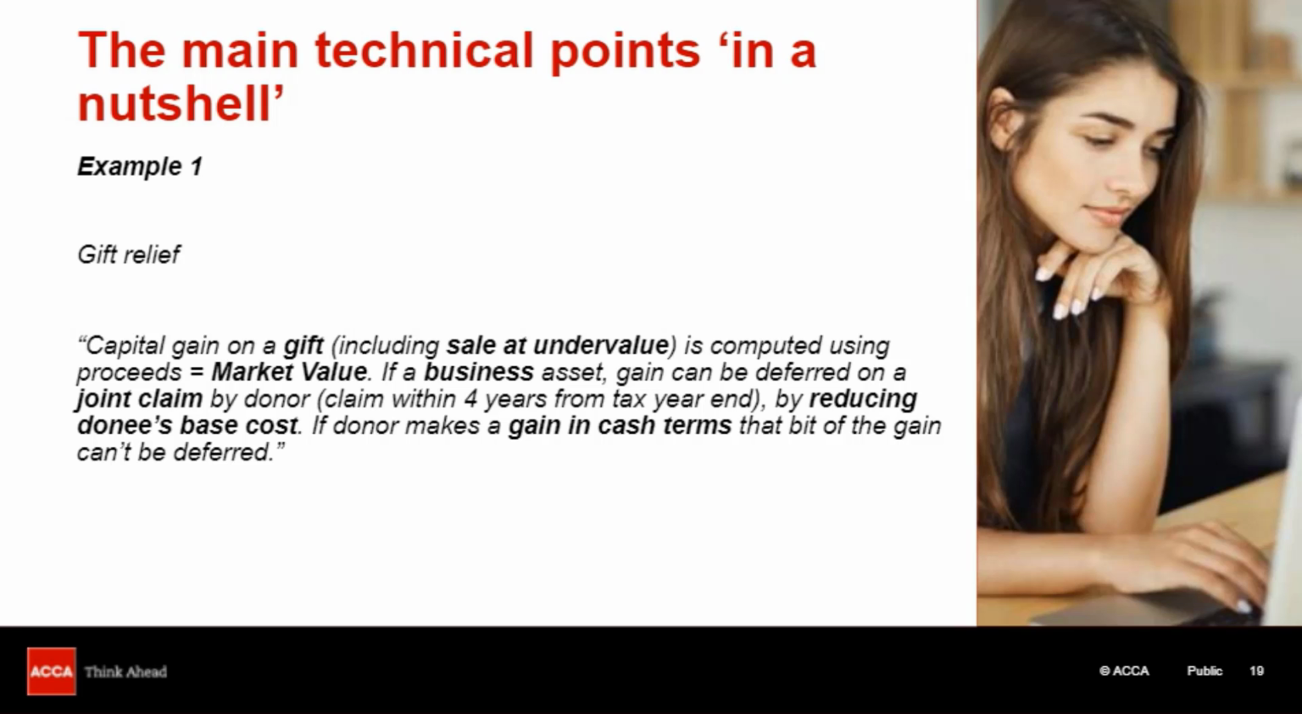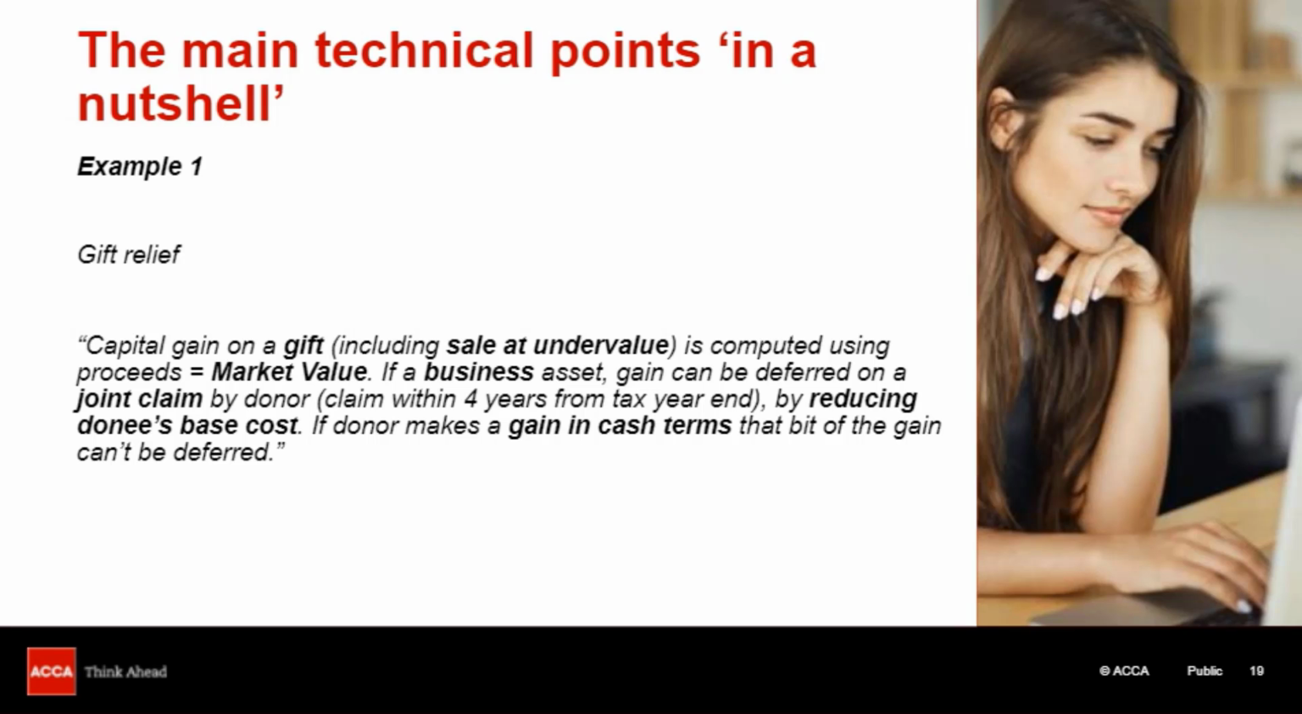That's the way I'd try and understand it and get it into your head if you can, because these are the core points. Okay, you've got a capital gain on a gift, market value is what you use, and if it's a business asset, you can defer the gain against the base cost of the donee, the recipient, by making a joint claim. So what I'm trying to say is try and, on each area, just boil it down to the core points and try and remember those.